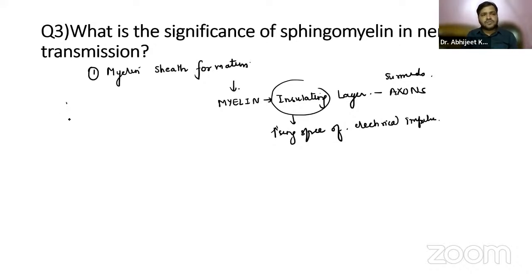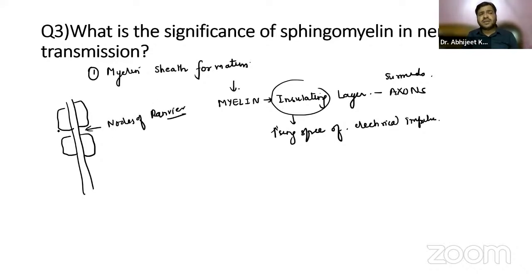Now, if this is the axon, the myelin sheath is surrounding it, and in between we have spaces called nodes of Ranvier. So the myelin sheath is not continuous. It is interrupted at intervals by these gaps, the nodes of Ranvier. Sphingomyelin helps maintain the structural integrity of these nodes as well, where ion channels are concentrated, allowing for rapid movement.